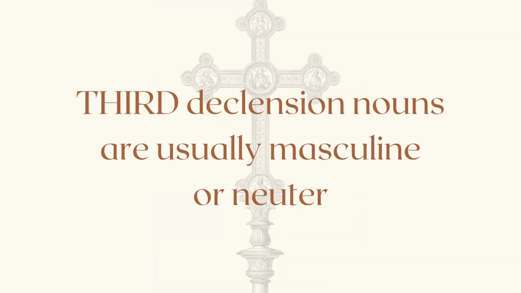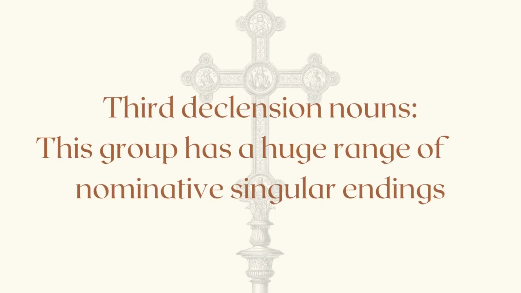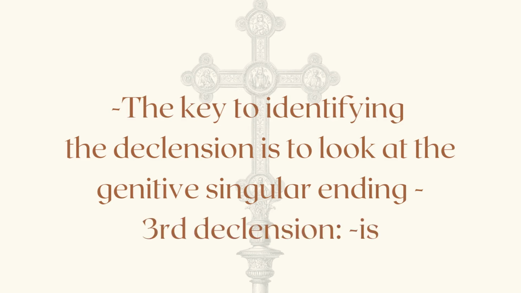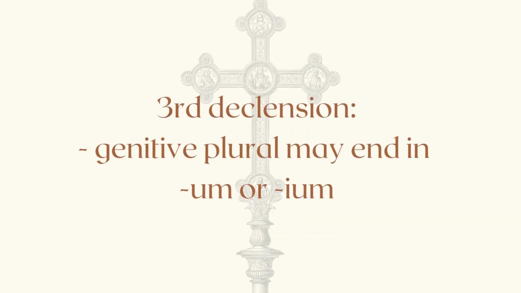Third declension nouns are usually masculine or neuter, although there are also some feminine nouns in this declension. The group has a huge range of nominative singular endings, but as with all nouns, the key to identifying the declension is to look at the genitive singular ending, in this case, is. You'll also need to watch out for the genitive plurals. Some of them end in um, others end in ium.